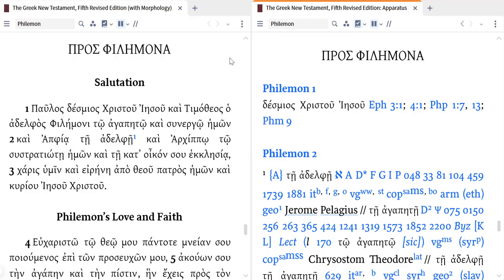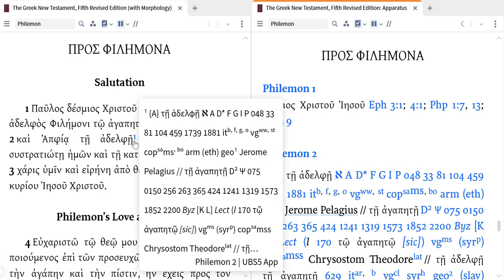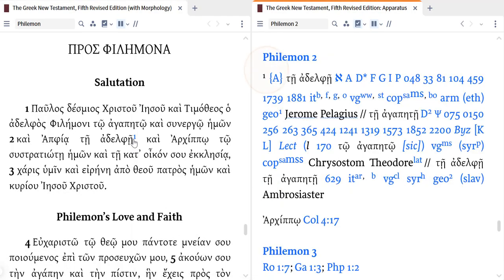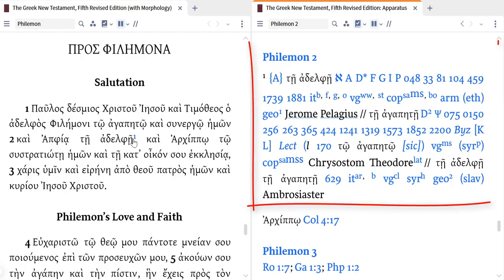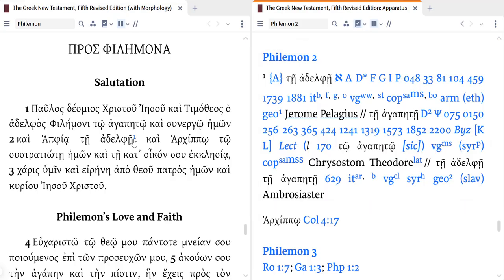When you're in Logos, you can hover over the superscript number and get a little bit of information. But if you want to get all the information, go ahead and click, and then you can see the textual information. All of this block of information right here pertains to this unit of variation.